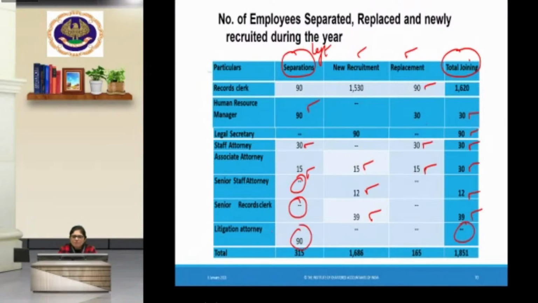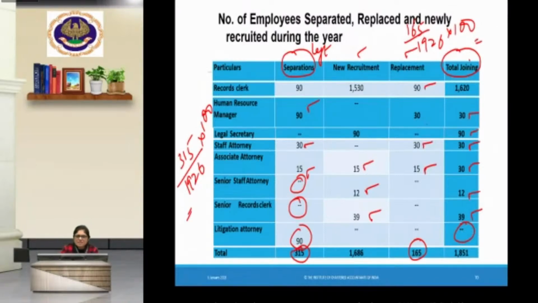So now how you can calculate the separation percentage? 315 total separated. So 315 separated divided by average number into 100. Here. And now the replacements, how many percentage of replacement? 165. So 165 divided by 1926 into 100 will give you the replacement percentage. This will give you the separation percentage. So this is the separation percentage. This is the replacement percentage.